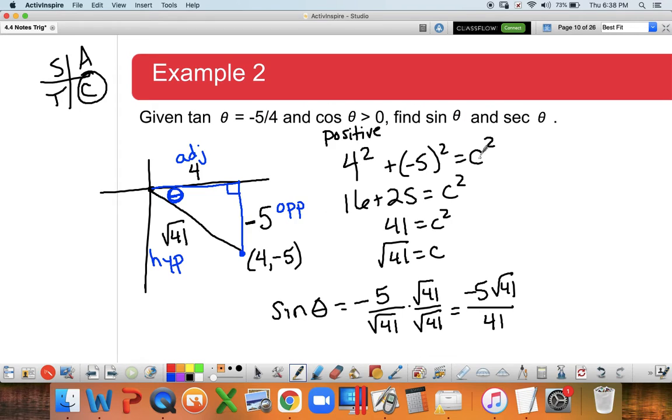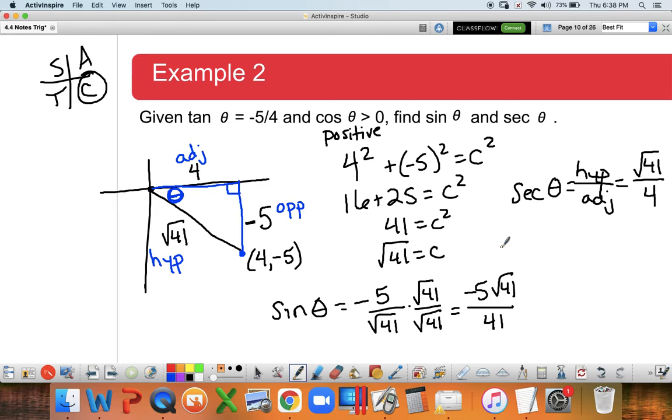There we go. And it's also asking us to find the secant of theta. So remember, cosine is adjacent over hypotenuse. So secant is going to be hypotenuse over adjacent. Remember, we take the reciprocal there. So I get the square root of 41 over 4.